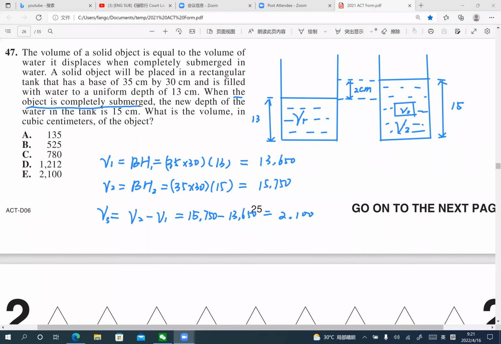Question 47. The volume of a solid object is equal to the volume of water it displaces when completely submerged in water. A solid object will be placed in a rectangular tank that has a base of 35 centimeters by 30 centimeters and is filled with water to a uniform depth of 13 centimeters. When the object is completely submerged, the new depth of the water in the tank is 15 centimeters. What is the volume in cubic centimeters of the object?